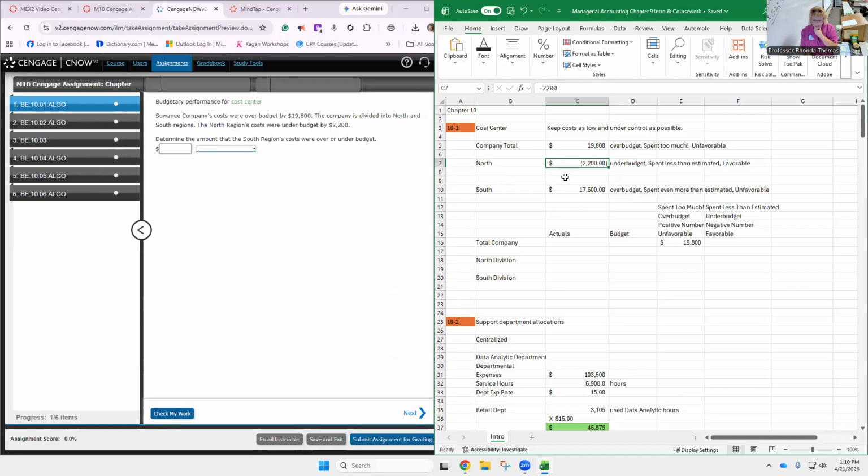But the North region has $2,200. Okay, but this one's under budget. Okay, this one's under budget. So the North is under budget. So over here, $2,200. Okay, so what is the South doing? If you have 19,800 as an unfavorable and 2,200 as a favorable, okay, these two are supposed to add up to this. Okay, so if South, and we're supposed to solve for the South. Okay, solve for the South. So you would add these two back. Okay, and it looks like we get our South Division as being $22,000 over budget.